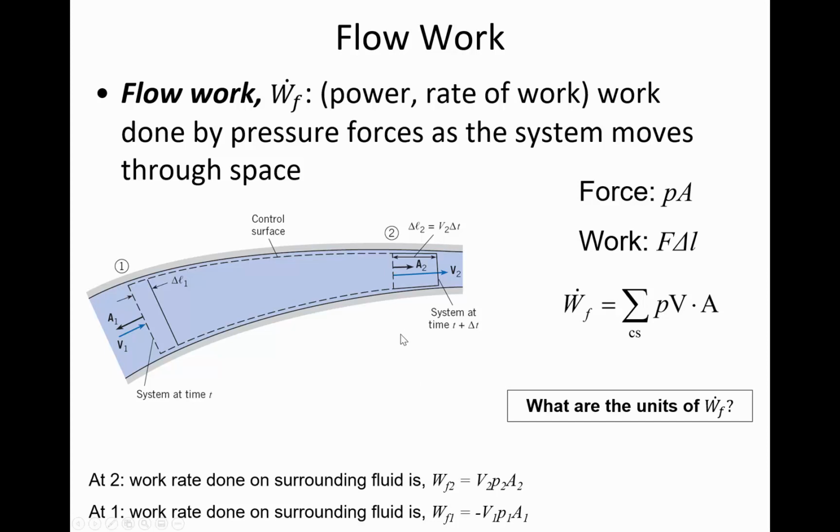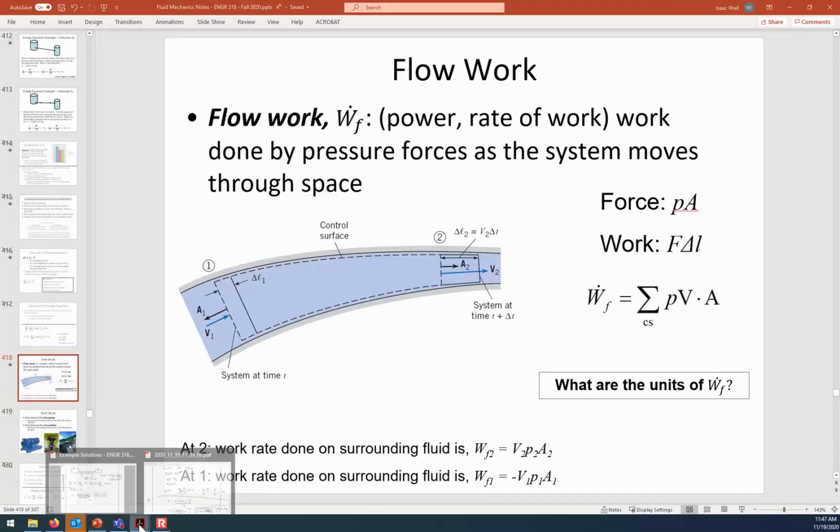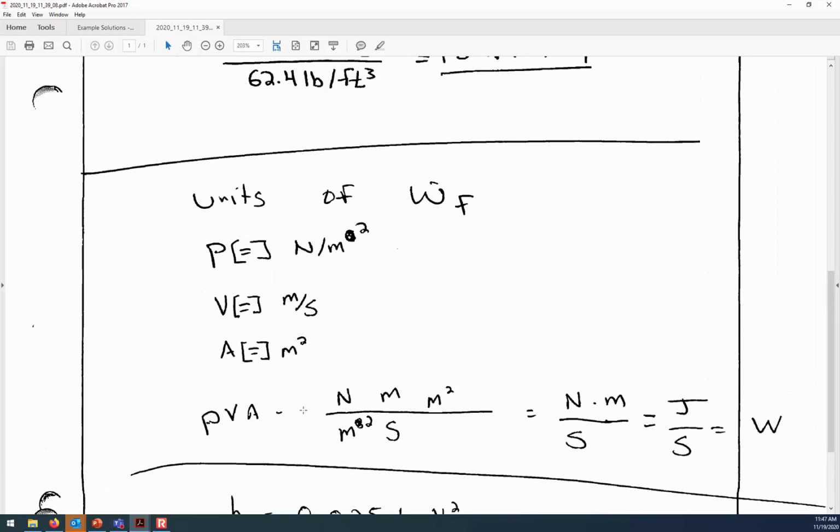The reason for that, let me just bring that up. I've got that scanned here in my notes. Okay, so here are the units of flow work. If pressure is newtons per meter squared, velocity has units of meters per second, and area has units of meters squared, then consider the pressure times the velocity times the area. Once we begin to combine things together, remember that a newton meter is the same thing as a joule, and a joule per second is the definition of a watt.